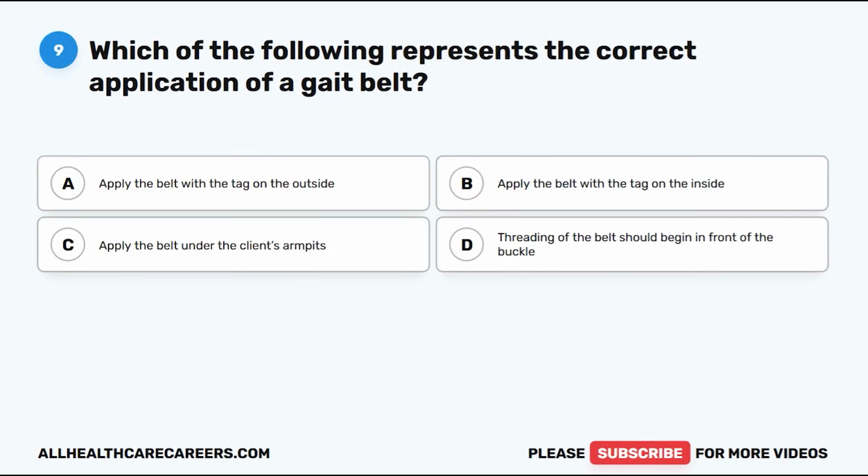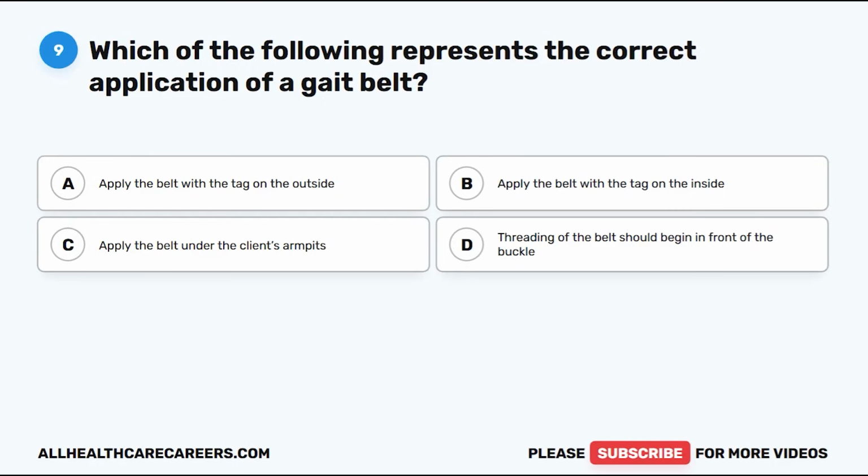Question 9. Which of the following represents the correct application of a gait belt? Option A. Apply the belt with the tag on the outside. B. Apply the belt with the tag on the inside. C. Apply the belt under the client's armpits. D. Threading of the belt should begin in front of the buckle.